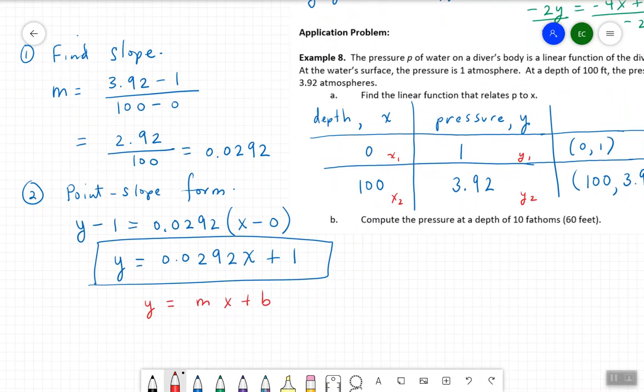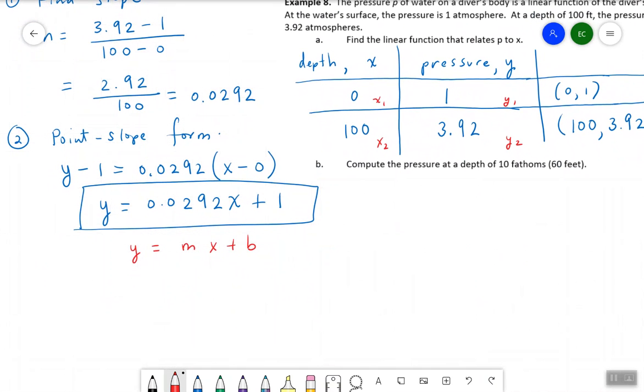And so now in part A, there's one more thing, right? We were trying to use the letter P for pressure. So wouldn't it be nice to use P for pressure and to use function notation as well, and to say P of x is 0.0292x plus 1.